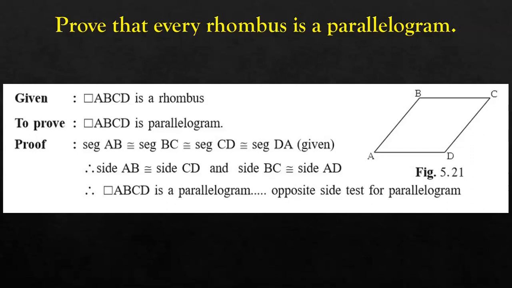Given information. And on the basis of this, I can just interchange a few sides and write side AB congruent to side CD and side BC congruent to side AD. If you see, these are opposite sides. And opposite sides are congruent. Therefore, I can say that this quadrilateral ABCD is also a parallelogram. The reason: opposite side test for parallelograms.